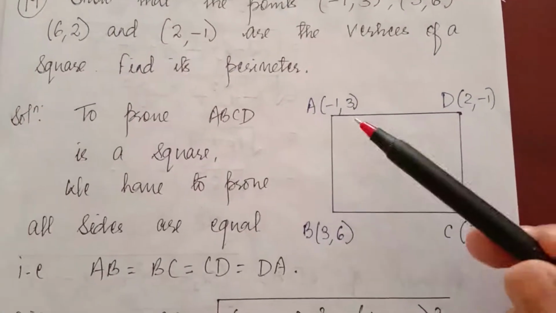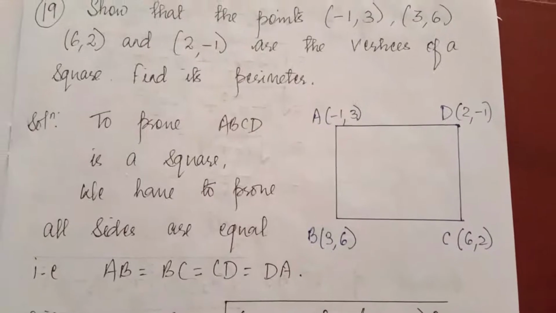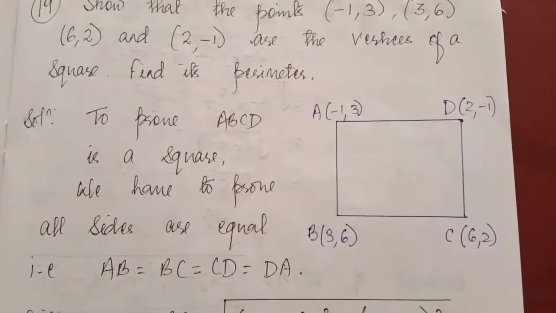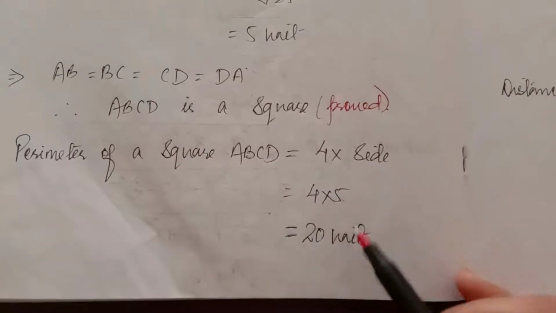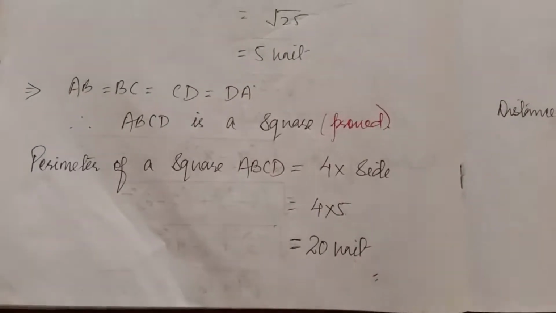There are 4 sides and its sides are equal. So the perimeter of a square is 4 into side. So 4 into side, 4 into 5, 20 units.